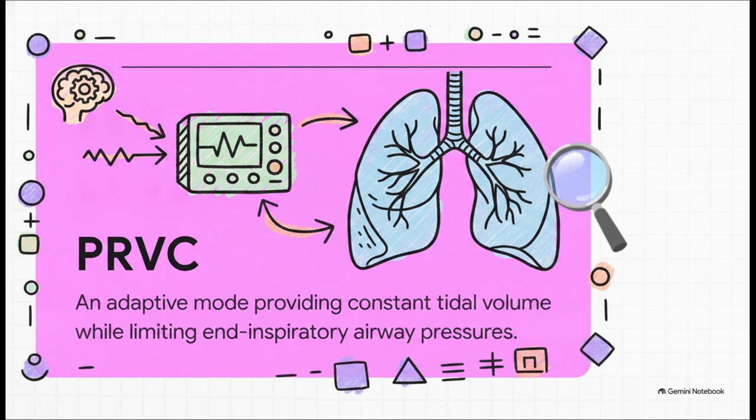The ventilator's internal computer actually monitors the patient's lung compliance breath by breath. It constantly recalculates to deliver your target volume while automatically using the absolute lowest airway pressure possible. It completely takes the manual guesswork out of balancing pressure and volume.